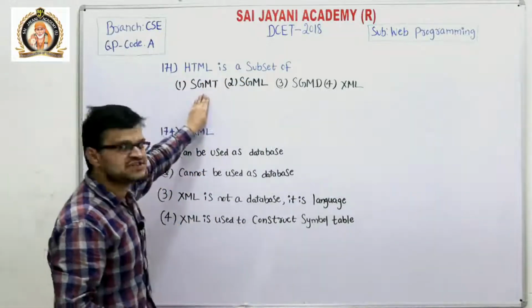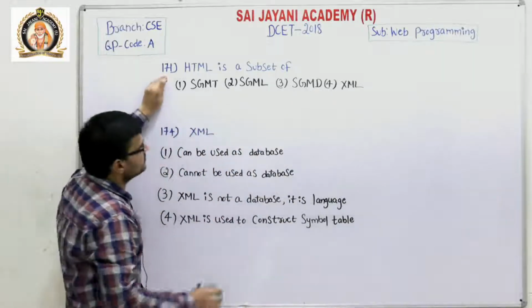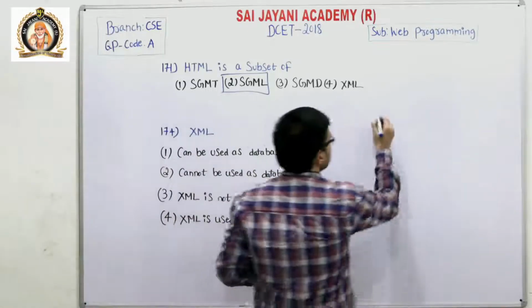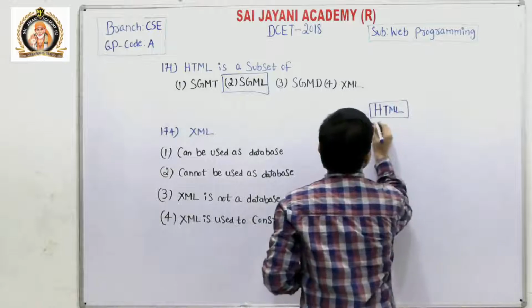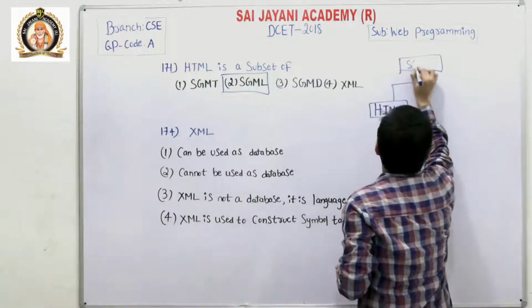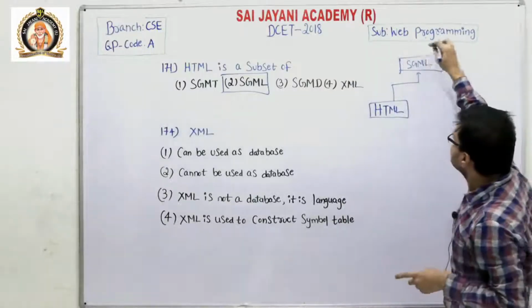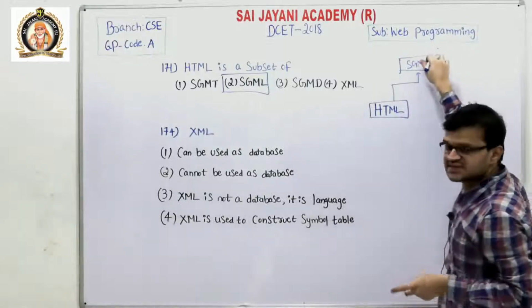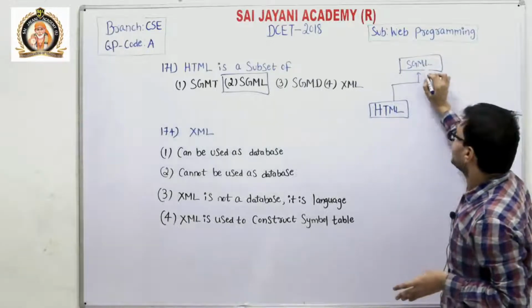We have 4 options: SGMT, SGML, SGMD and XML. For question number 171, the second option, that is SGML, is the right answer. Why? Because HTML is the subset of SGML, where S represents standard, G represents generalized, M represents markup, L represents language. Okay, SGML means standard generalized markup language.